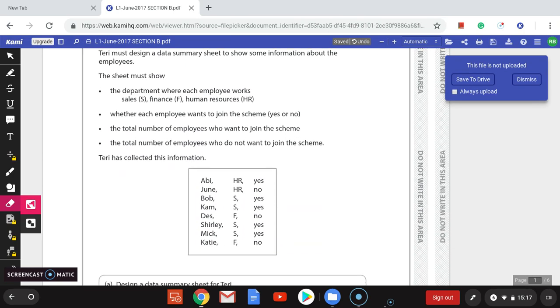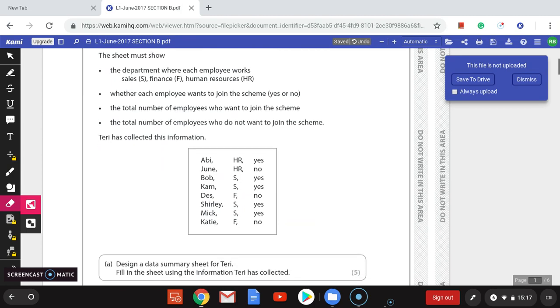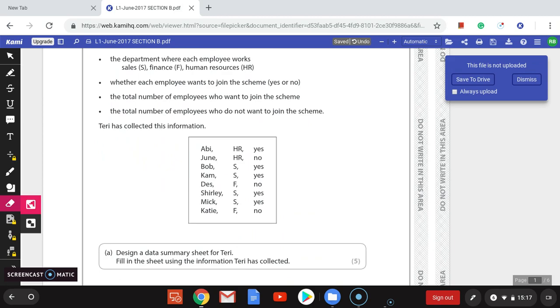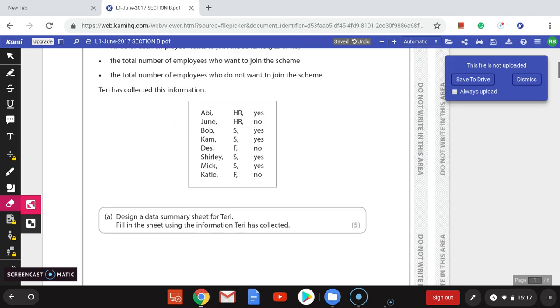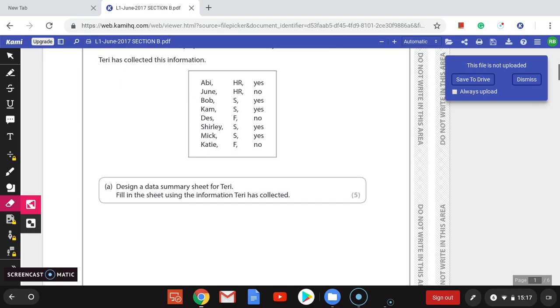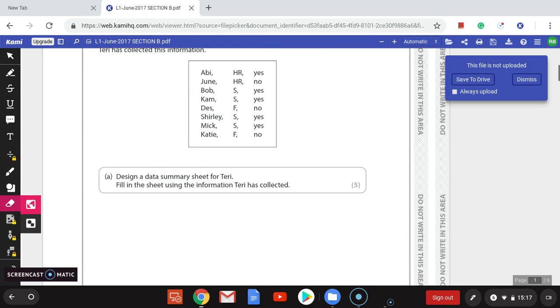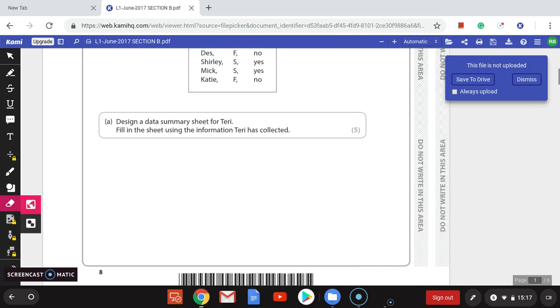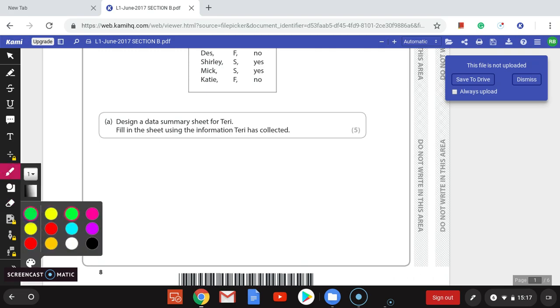The sheet must show the department where each employee works, sales, finance, human resources, whether each employee wants to join the scheme, yes or no, the total number of employees who want to join the scheme, the total number of employees who do not want to join the scheme, and then you've got a table with the different names of staff, what department they work in, and yes or no to that question. So I'm just going to do a quick example of how to do it on this page, because this little part of the page is a good place for you to test your idea.